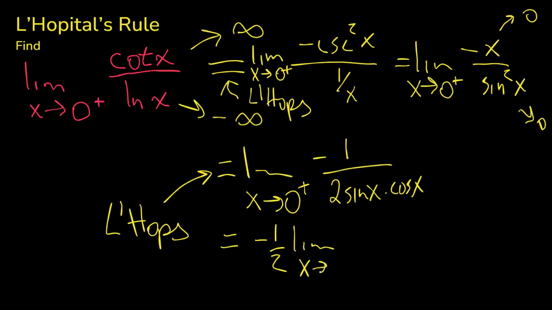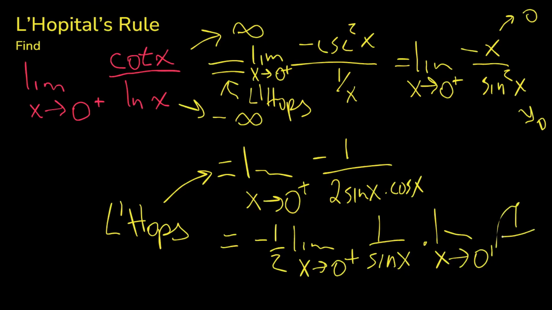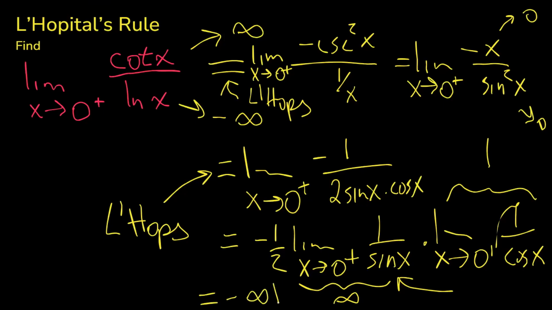So take the limit as x approaches 0 from the right of 1 over sine x times the limit as x approaches 0 from the right of 1 over cosine x. This limit is going to equal 1. This limit, as x approaches 0, sine approaches 0, but from a positive value. So this limit is going to be infinite. And then we would have negative 1/2 times infinity times 1. Negative infinity is the value of our limit.